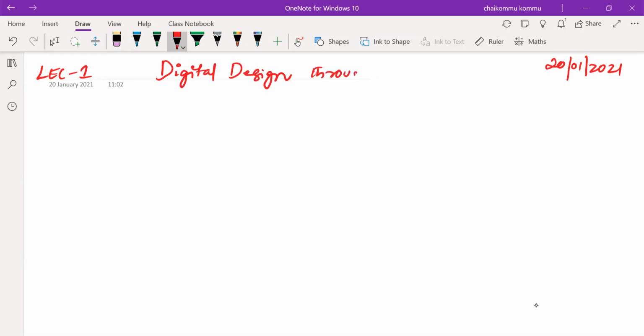through Verilog HDL. Please remember that what we are doing here is digital design by using Verilog HDL. Whatever digital designs we have done in the previous semesters, the same designs we have to do with the help of Verilog HDL. That is the topic we have to consider in this semester.